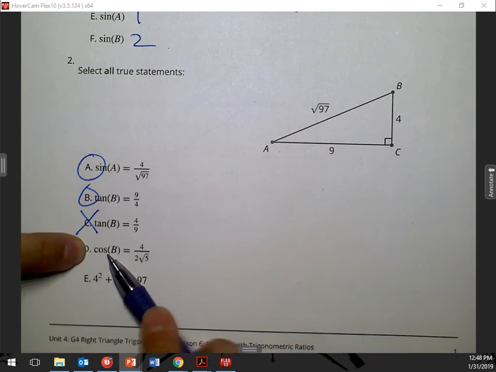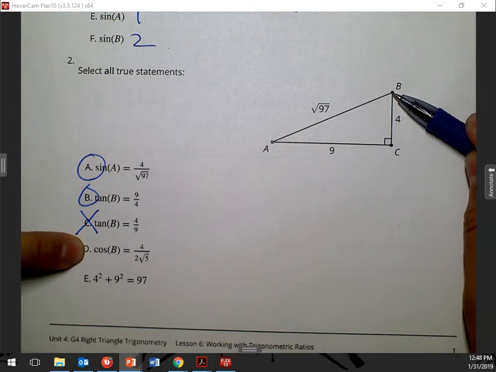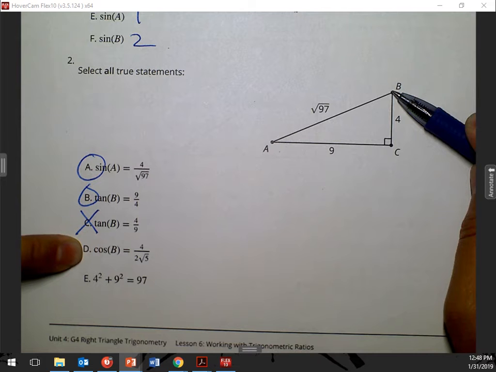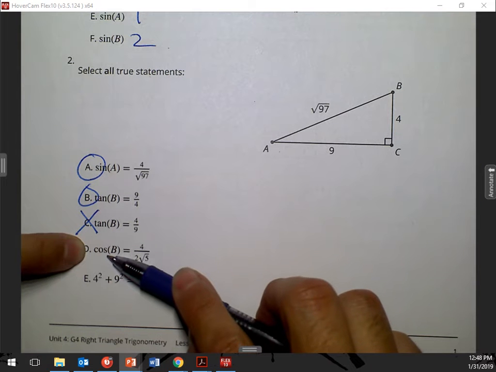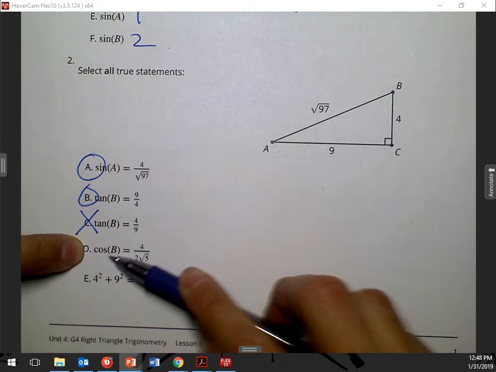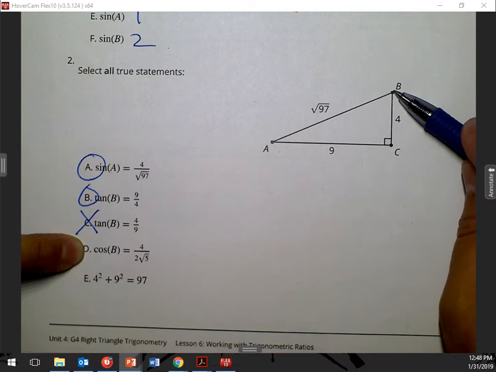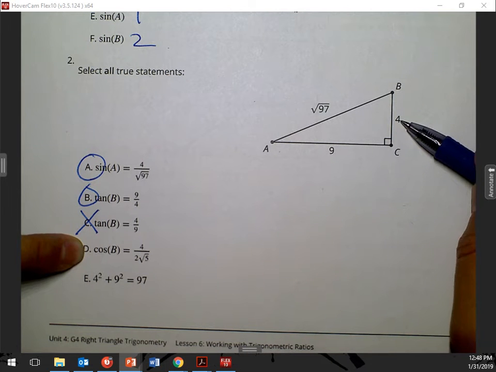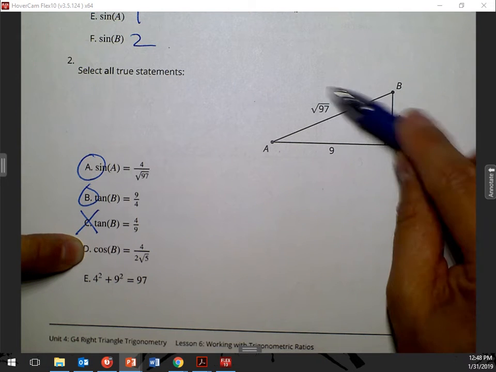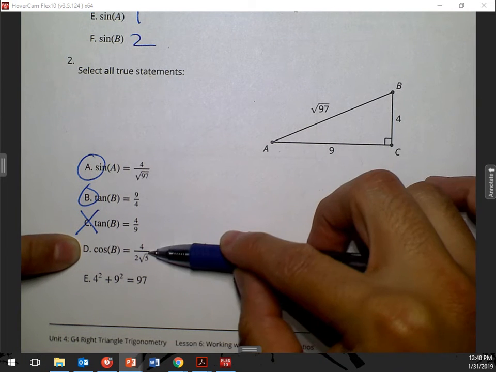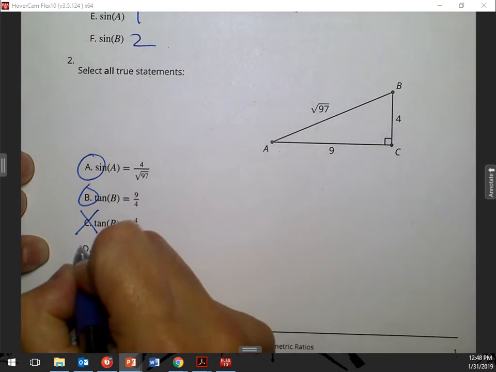Now we're at cosine of B. So here's B, right? Cosine is supposed to be adjacent over hypotenuse, right? Wait, cosine? Yes, I said cosine. Adjacent over hypotenuse. Okay? So, what's cosine of B? 4 over root 97, right? Is that right?